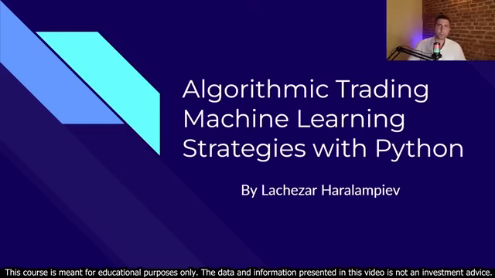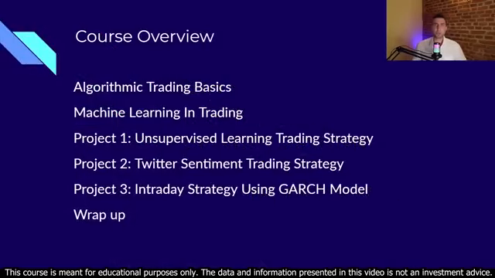And the course overview will be the following. First, we are going to talk about algorithmic trading basics. Then we're going to talk about machine learning in trading, some obstacles and challenges we may face while using machine learning in trading. Then we are going to develop the first project, which will be an unsupervised learning trading strategy using stocks from S&P 500. The next project will be Twitter sentiment, and it will be using data from NASDAQ 100 stocks.